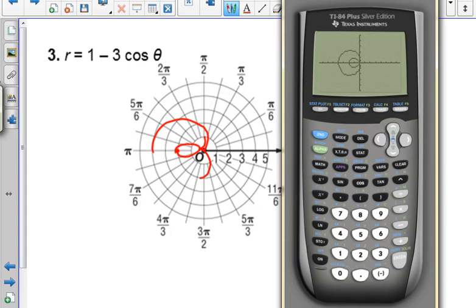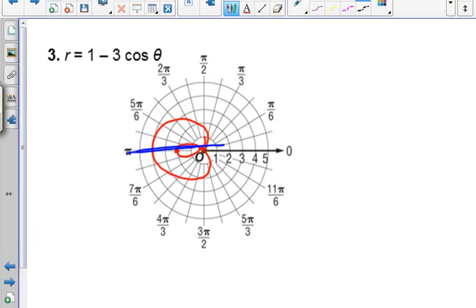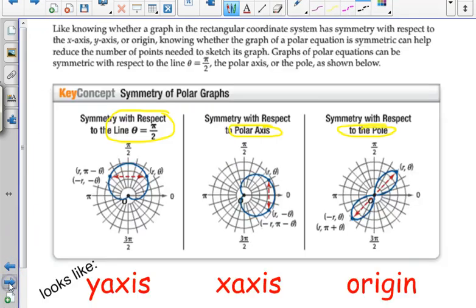Okay, mine is not good, but something like that. This time the symmetry is with this axis, right? Because it has the word cosine. Do you see that? It makes it x-axis symmetry. All right, so when it has symmetry to the line, guys, this is symmetry to the line theta equals pi over 2, which is also known as y-axis, right?